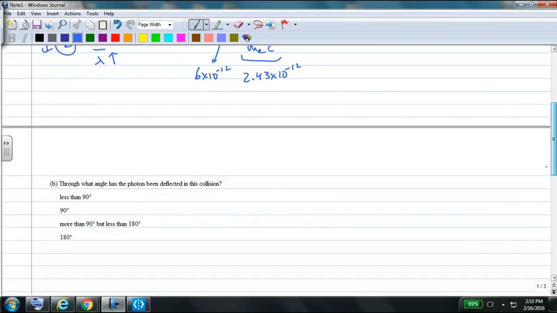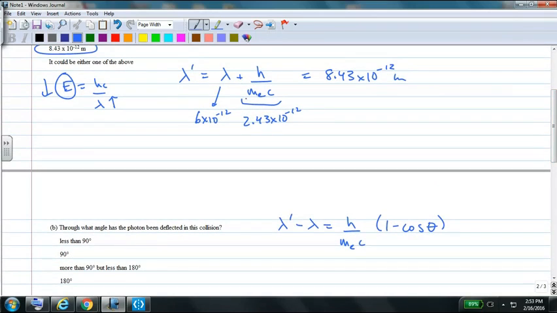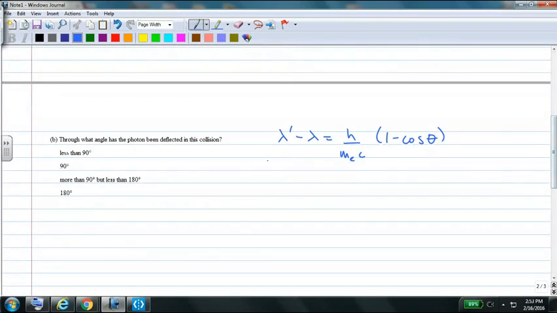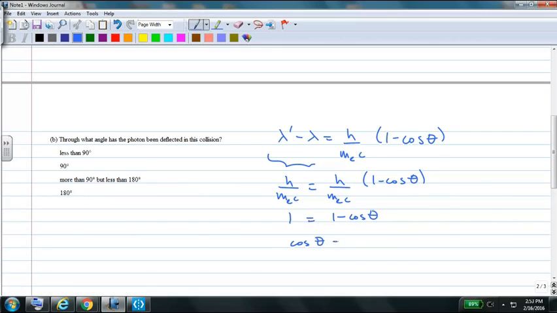Same thing. I want you to pause, read, think, do, come back. Okay, so welcome back. What's the angle of deflection? Well, this one we go to the formula. So lambda prime minus lambda equals h over mec times 1 minus cosine theta. And if you did the math again, or you just could look at this, right? The difference in these two is h over mec, which equals h over mec times 1 minus cosine theta. That means 1 equals 1 minus cosine theta. Hopefully you see that. That means cosine theta is 0.